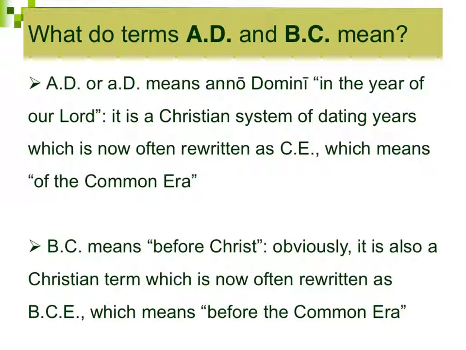Before we do that, we need to talk about the terms AD and BC. AD means Anno Domini. It does not mean after death. Anno is an ablative of time when, for in the year of, and Domini is genitive, of our Lord. It is a Christian system of dating years, which is now often rewritten as CE, which means of the Common Era. BC does mean before Christ. Obviously, it's also a Christian term, which is now often rewritten as BCE, which means before the Common Era.